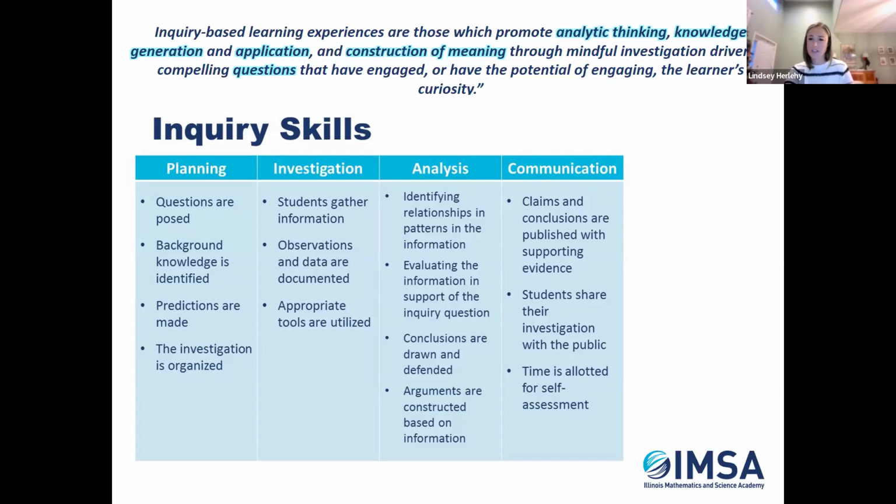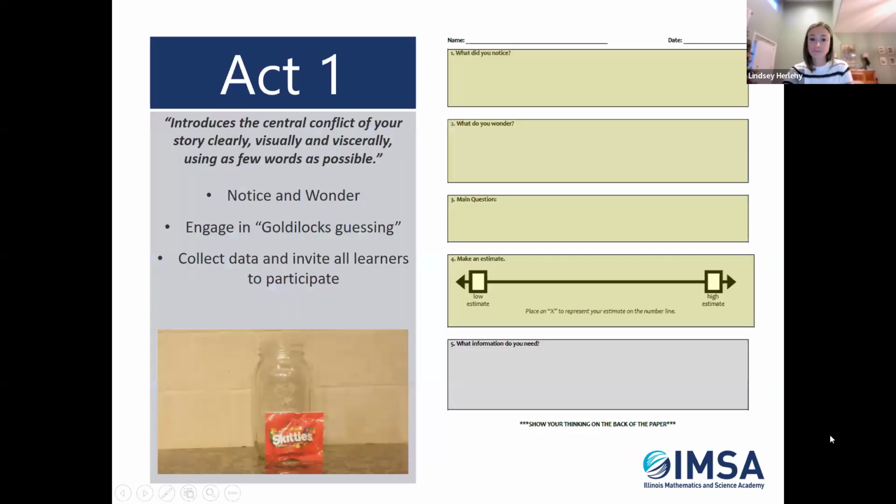And inquiry is sometimes difficult to use in a mathematics classroom. We see it used a lot in science, but not so much in math. So we like that about the 3-act math tasks. They are very inquiry based.